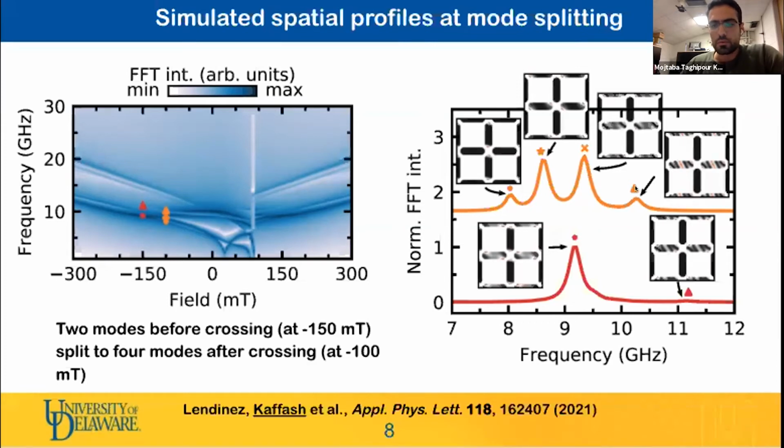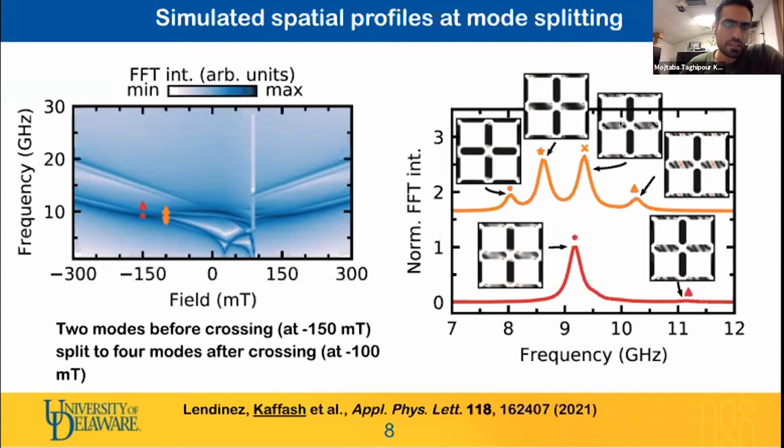The lowest frequency mode, which is marked with the orange dot, corresponds to the vertical island edge resonance mode, whereas the highest frequency mode, the orange triangle here, corresponds to the higher order excitation of the horizontal island. Interestingly, the two modes in between, marked with orange star and orange cross, arise from the main mode located in the horizontal island, as you can see here.